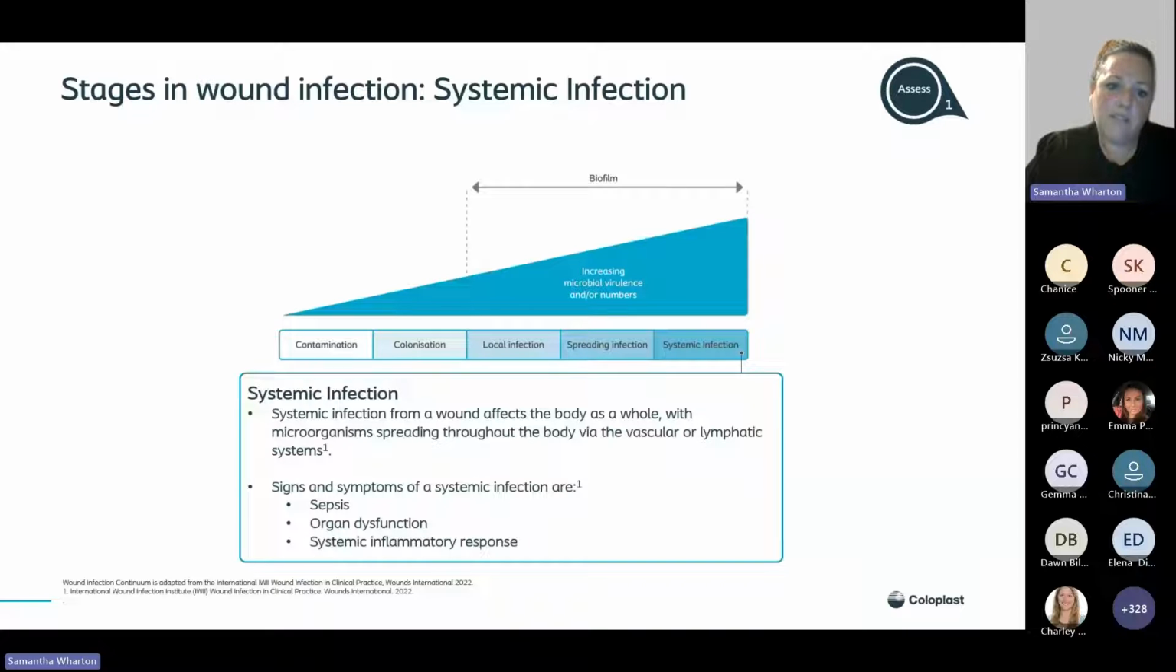So when we're at systemic infection, the wounds affect the whole body now, and the microorganisms are spreading throughout the body, and that's via the vascular or the lymphatic systems. And the signs and symptoms are sepsis, organ dysfunction, and systemic inflammatory response.